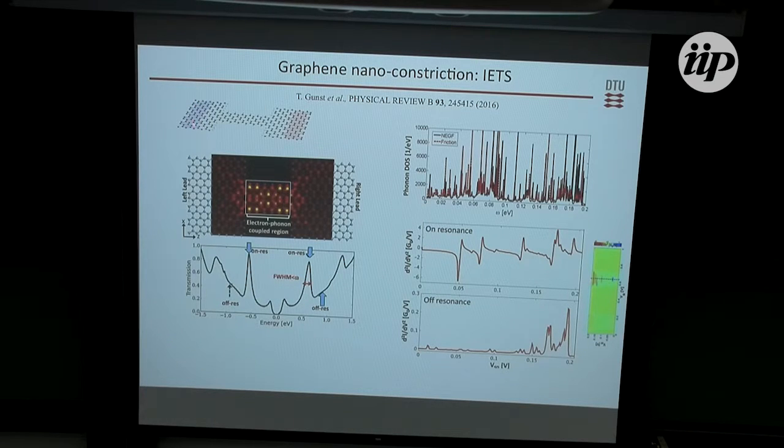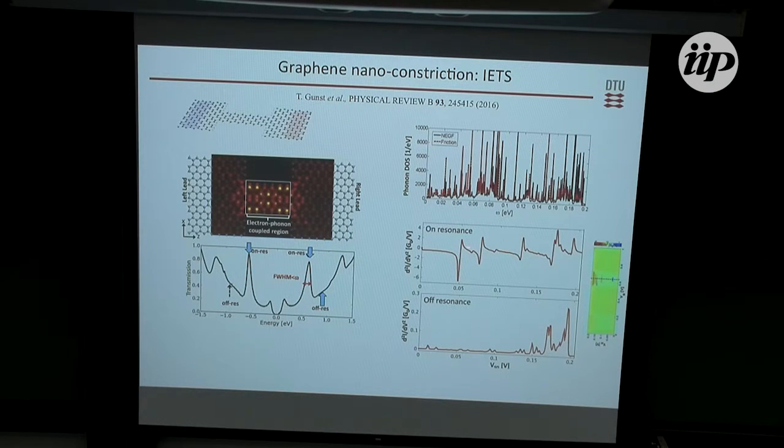I will go back to this constriction and look at the effect of this electron-phonon coupling when we're passing current here. So we define this as an electron-phonon coupling region. Here we again have the transmission with the resonances. If you calculate the phonons of this region, this is the phonon density of states as a function of phonon energy, and you see a lot of peaks. But if you calculate this inelastic spectroscopy, the second derivative of the current with respect to voltage, you just see a few, five, seven-ish. Now, these signals depend critically on whether you're on resonance or off resonance.